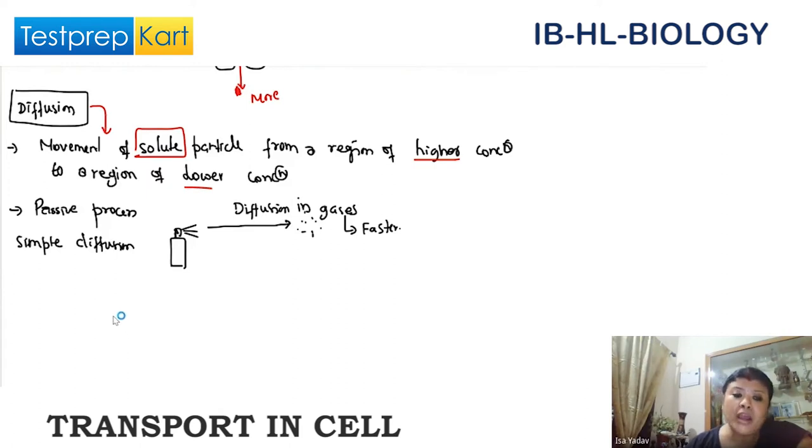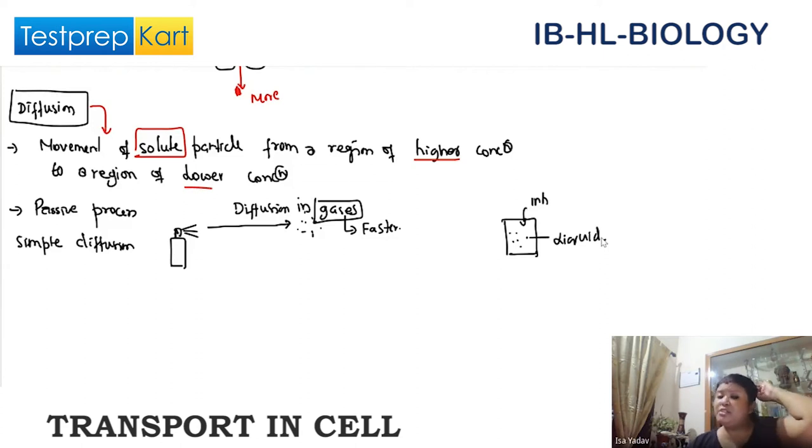Next, diffusion in gases I have told you. Now take one glass of water and put in a drop of ink. You easily see the ink dissolving in the water. That we can call diffusion in liquid. Now, diffusion in solid. When I talked about gases, which particles moved? Gas particles moved. Ink also moved. The particles moved.